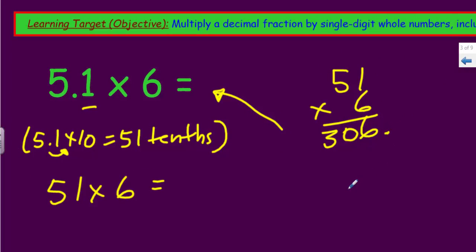So here's the decimal place, and we're going to move it one place to the left. Now we have 30.6, and that does seem more reasonable with our estimation. Pretty cool? All right, let's go to the next page.